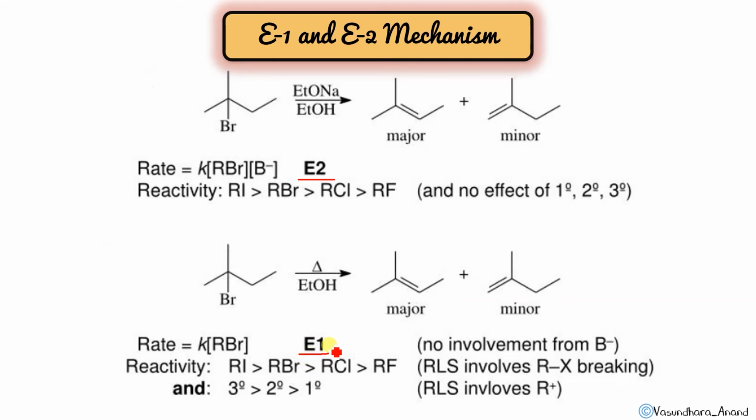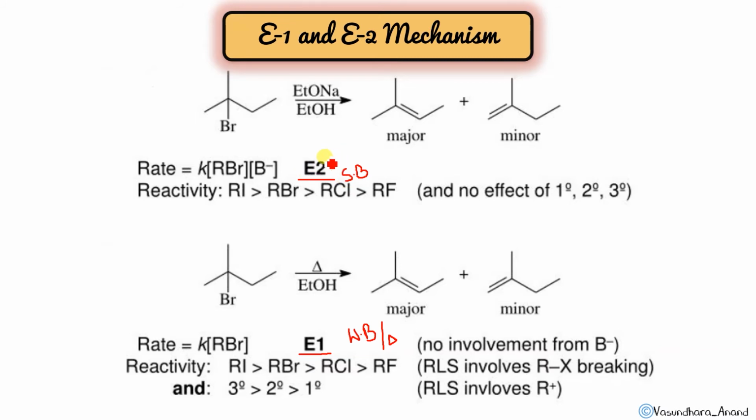For E1, there must be a weak base, although I have written it afterwards in the next slide, but let me write it over here also. For E1, the base should be weak and the temperature should be very high. Then only this E1 will be active. For E2, the base should be strong. If it is that, we can say that it is following E2.